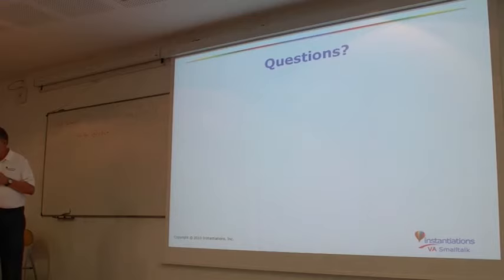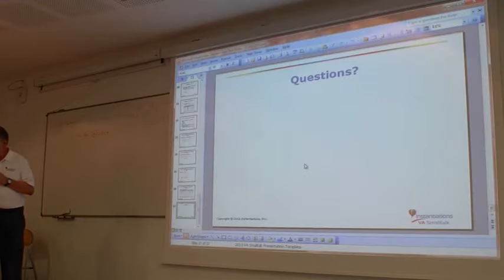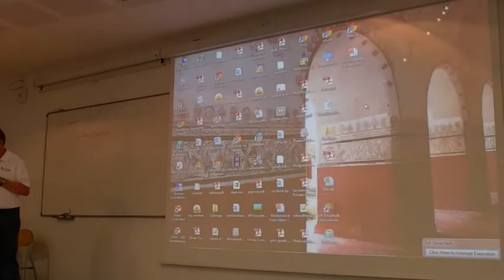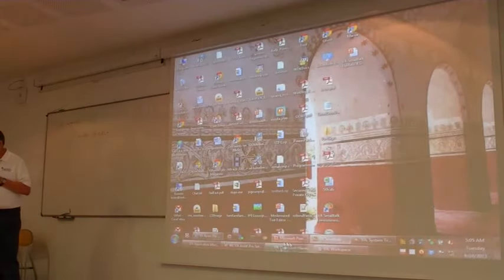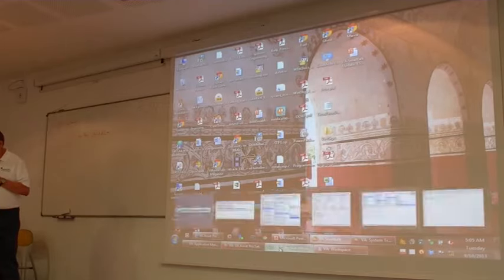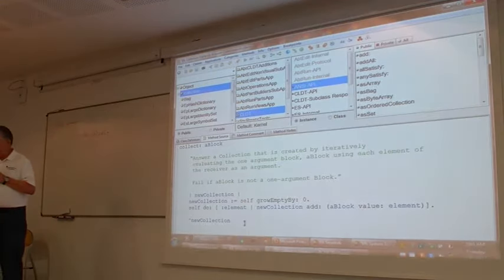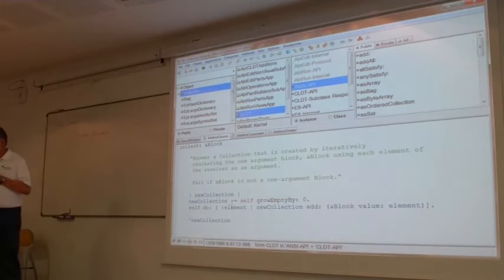Okay, I'm going to switch to the demo now and show you, I hope, some of these features. So, yes, I like my collection hierarchy. This is a browser on the collection hierarchy class, and you can see, I hope it shows, the syntax highlighting.